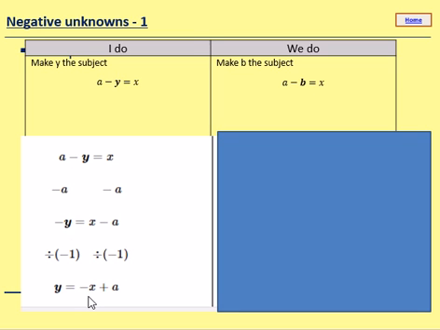Please pause the video here and allow a couple of minutes to copy down the I do and then move on and work through the we do. We'll go through the answer in a moment.